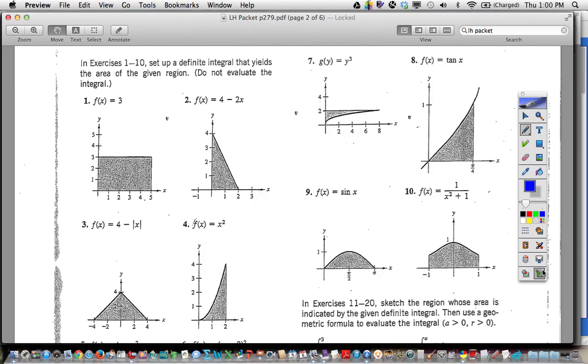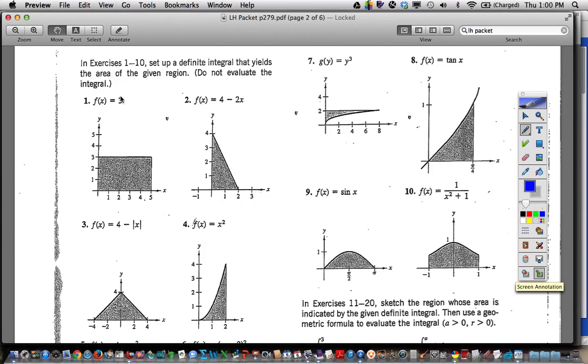All right, here's the deal. It says g of y equals y cubed. Well, if f of x is just another name for y, then what do you suppose g of y is another name for? X. And that's exactly right. What this is, is x equals y cubed. It's the inverse function of x cubed.